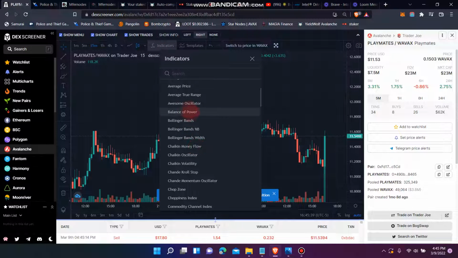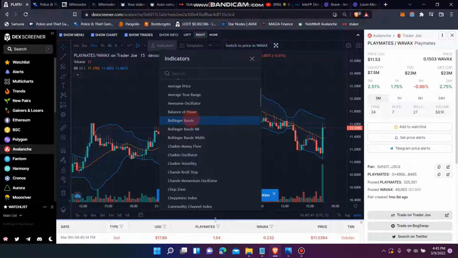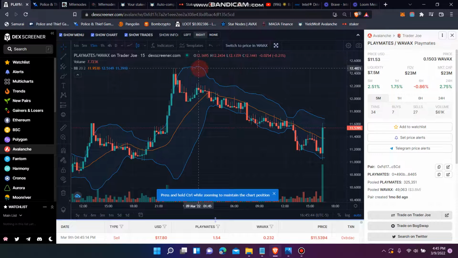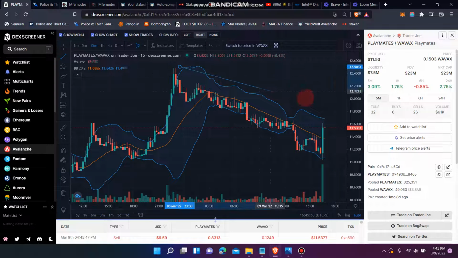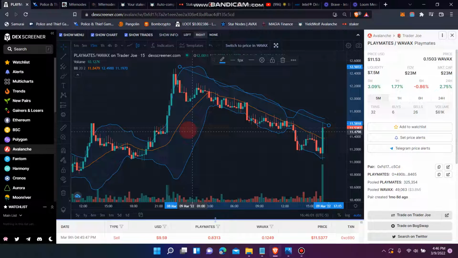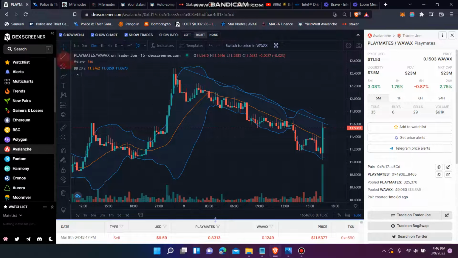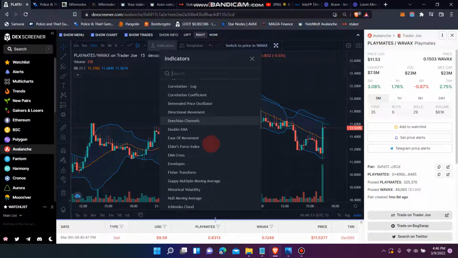I go down and I use the Bollinger bands, and they just kind of give me an idea of what the trend is right then. I don't have to worry about drawing the lines out to see what's going on. I mean, I could use Dex Screener to go over here and draw channels if I wanted, but I don't really want to. I'm lazy, I guess. So I use the Bollinger bands, and then I like to use the MACD.